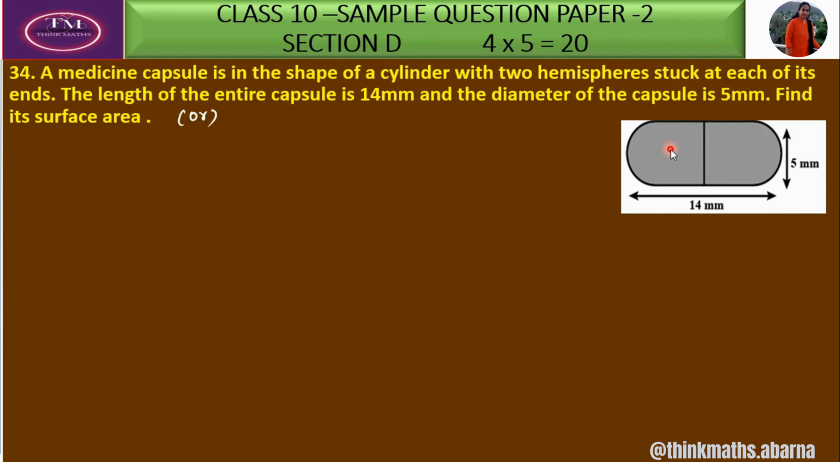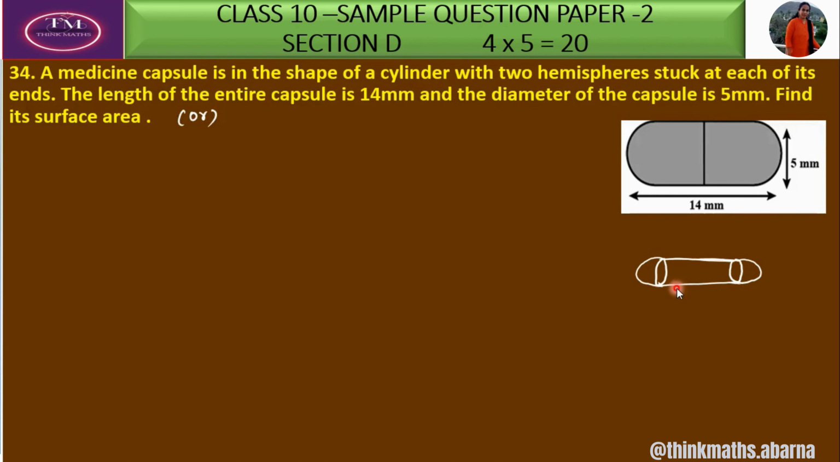So this medicine capsule is in the shape of a cylinder with two hemispheres stuck at each of its ends. So this is the cylinder shape with two hemispheres stuck at each of its ends. Okay, so this is the shape of the medicine capsule. So what are the things given? The entire length is 14 millimeter and the diameter, this length, is 5 millimeter. So these are the things given.